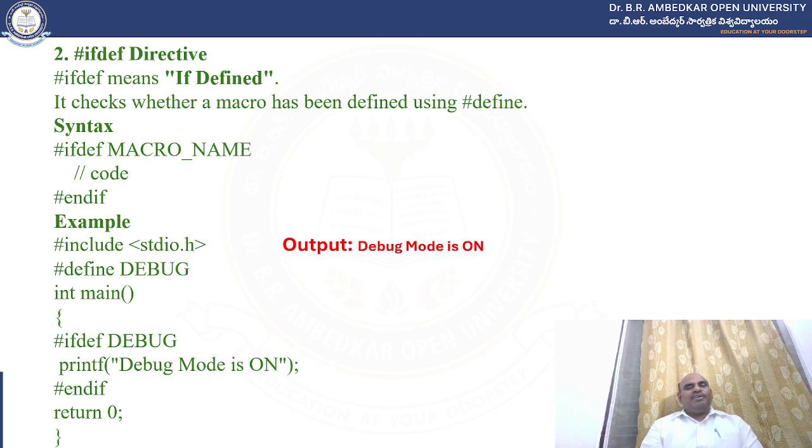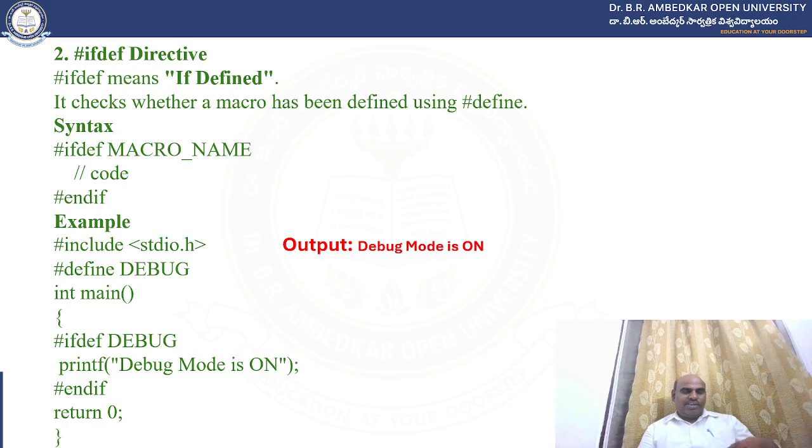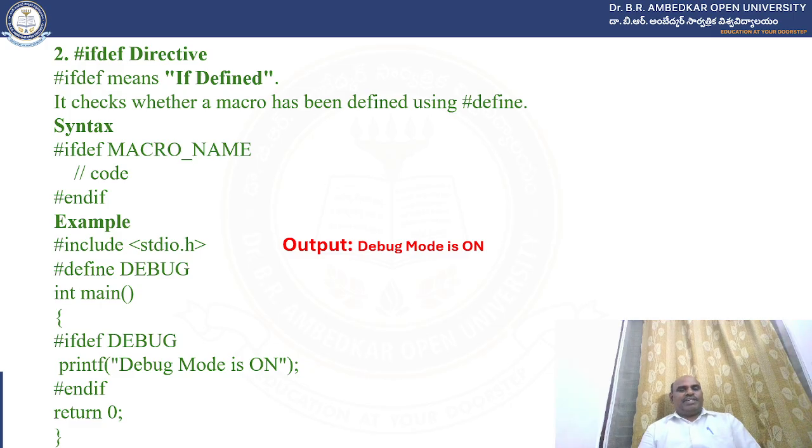The second type of directive is the ifdef directive, that means if defined. Ifdef checks whether a macro has been defined using define. If it is defined or not, it will be checked. That is called the ifdef directive.